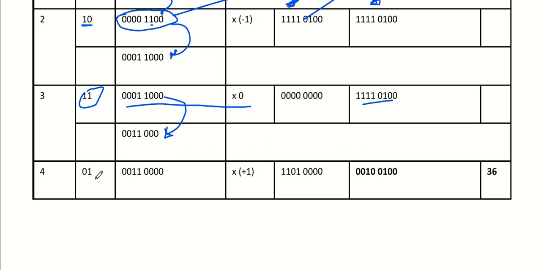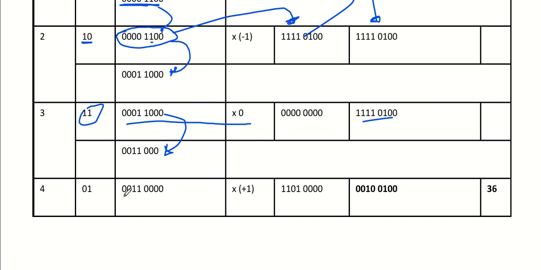We'll add. You realize that we are not subtracting, so there's no need to find the two's complement, right? So what is in the multiplicand register? We'll just add it to the product register, and that will give us this one. And that is all. You are done with the Booth algorithm.